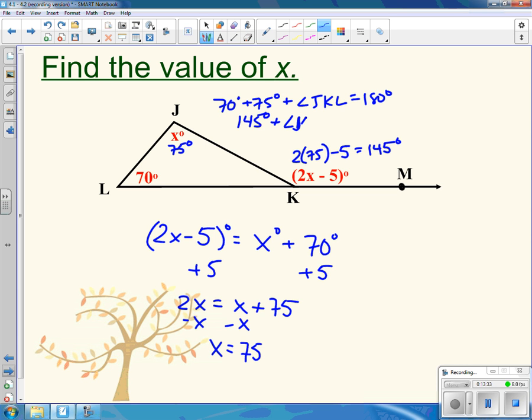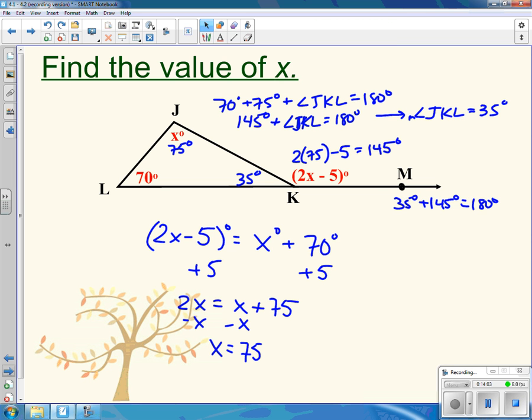Oops, sorry, that's JKL. Which means that angle JKL would have to have a measurement of 35 degrees. All right. And if I look at JKL and my 2x minus 5 angle, 35 plus 145 is 180 degrees, which is a linear pair. So I've confirmed that my x value must be 75.